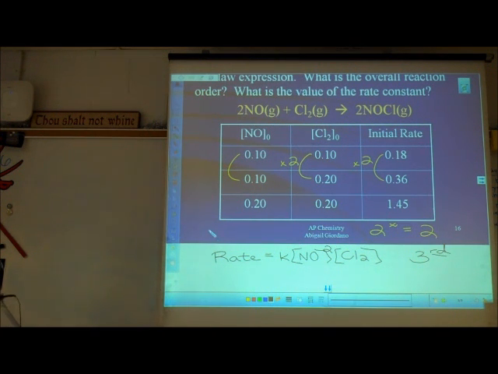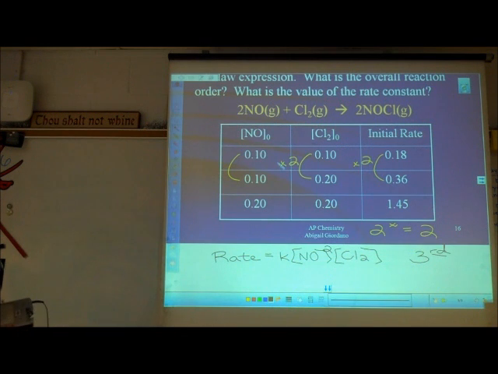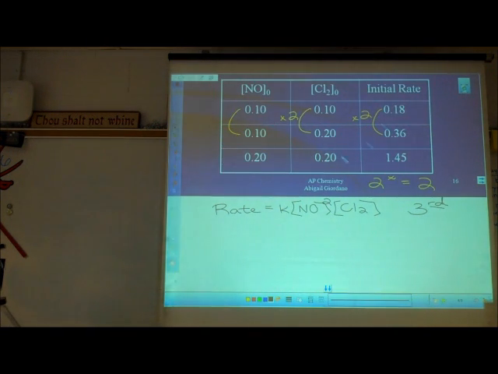Ideas? Plug in numbers. What numbers? Any of the lines. Pick any of these 3 lines. I always pick the first one just because I do, but you could pick any one that you want and just plug in the numbers. On the first line, the rate is 0.18 times 0.10. Don't forget to keep those exponents that you just solved for.